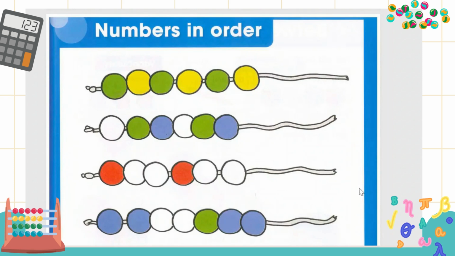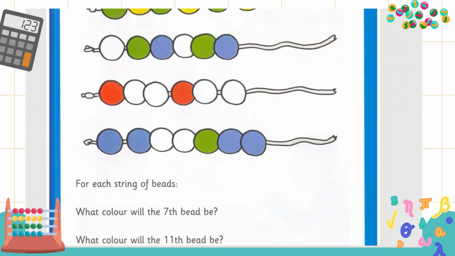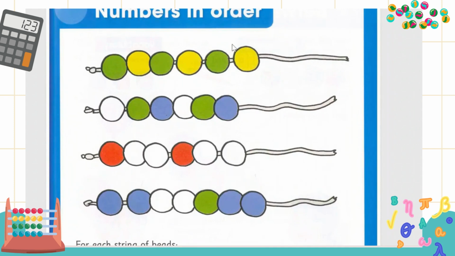So what do we mean by numbers in order? Numbers in order means what numbers come after that, just like we are going to see here what colors come after this color. We have four strings here, and the four strings have different colored beads, like green, yellow, green, yellow, green, yellow. So what will be the next color?